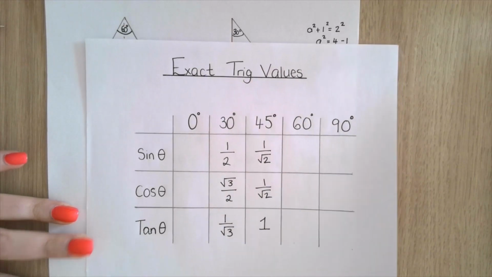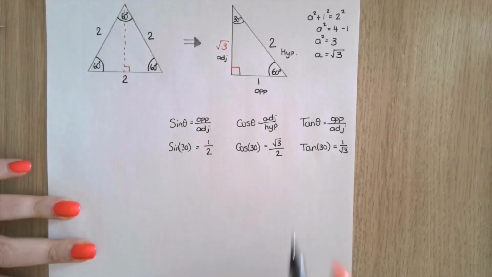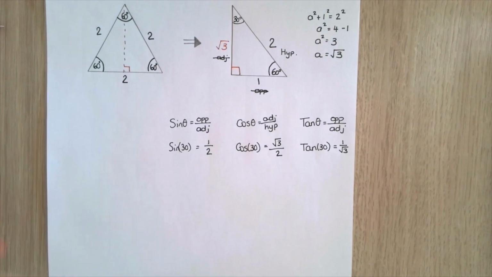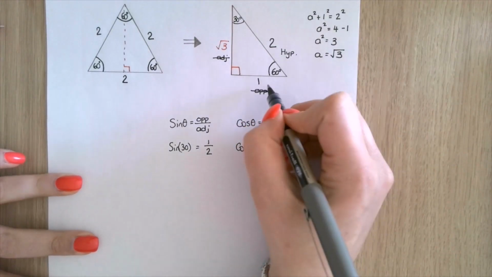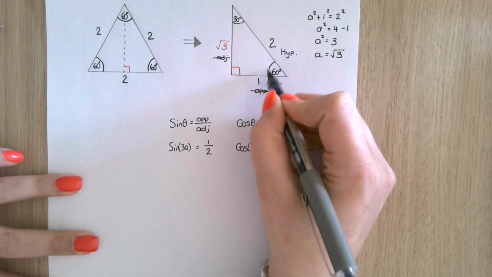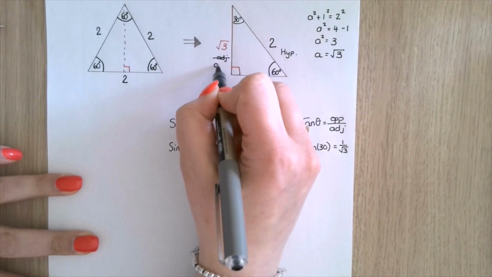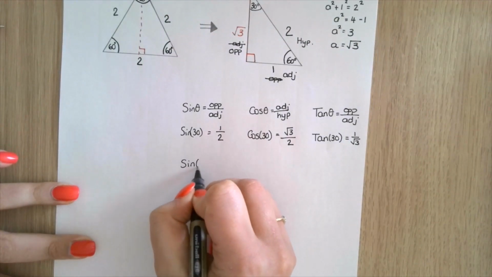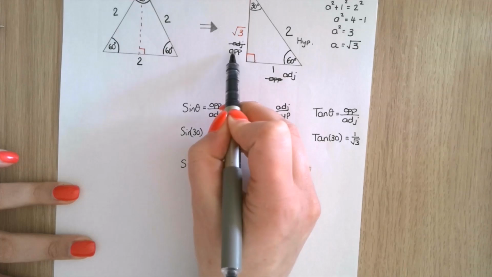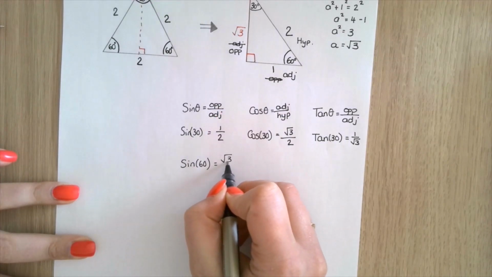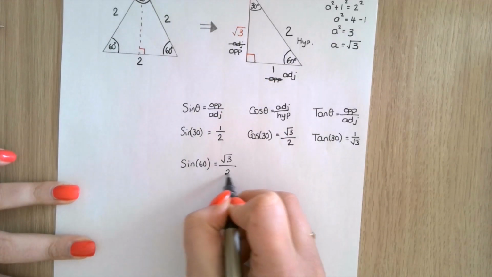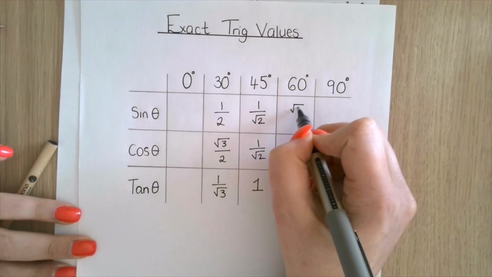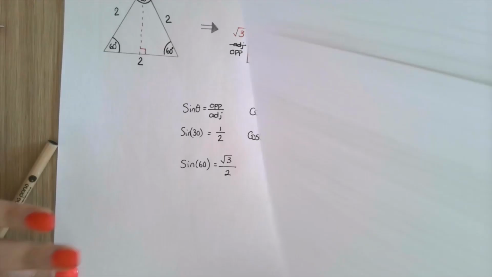Okay, so now I am working with 60 degrees, and therefore this time the 1 is the adjacent to the 60 and the root 3 is the opposite. So for sine 60, I'm going to have my opposite, which is root 3, over my hypotenuse, which is 2. So sine of 60 is root 3 over 2.